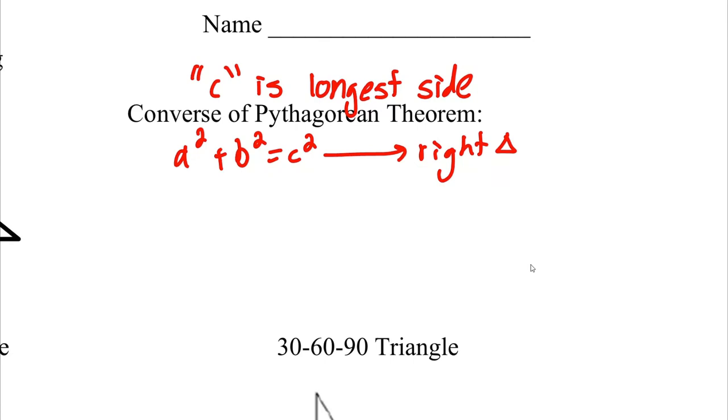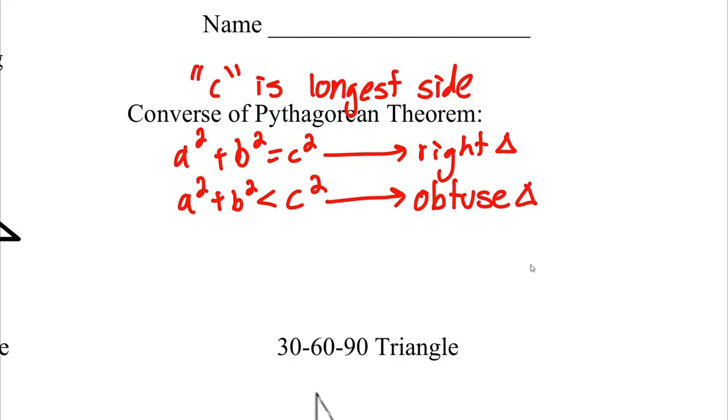But this can also get us other triangles. So if we have A squared plus B squared is less than C squared, anybody know what that might be? It is obtuse. It's an obtuse triangle. And if we have that A squared plus B squared is greater than C squared, that's going to be what? Acute.